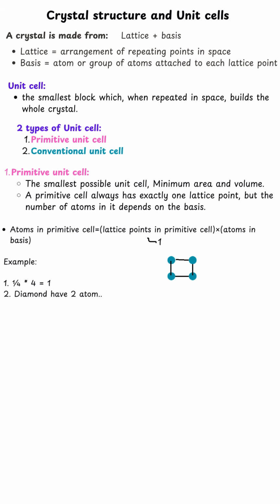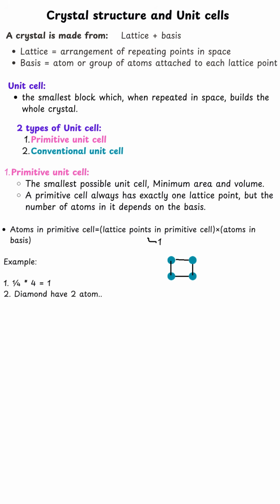For example, to calculate the atoms in the primitive cell, you should multiply the lattice points in the primitive cell by the atoms in the basis. But the lattice point in the primitive cell is always 1, so you multiply by the atoms in the basis. For example, a simple cubic primitive unit cell has 1 by 8 of an atom at each corner, multiply by 8, and you will get 1 atom. But if you see the diamond structure, the diamond primitive unit cell, you get 2 atoms. So there is no rule that a primitive unit cell shall have exactly 1 atom. It can have more than 1 atom.